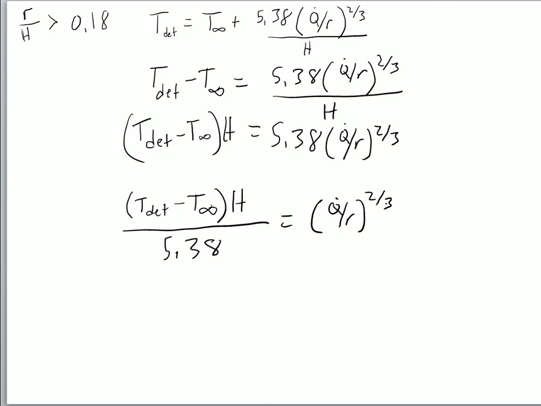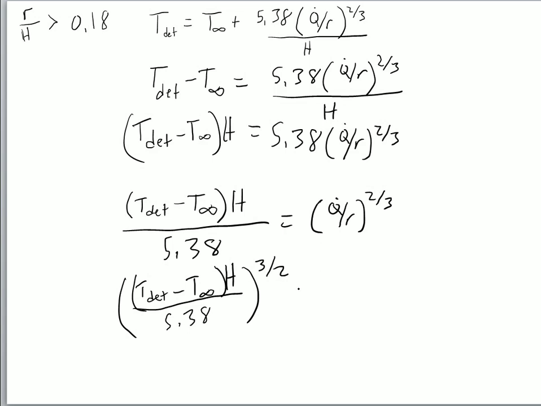So now we need to take this power to the other side, so we would invert it when we go to the other side. So temperature of the detector minus T infinity, this quantity multiplied by H, and then that divided by 5.38. And we take that quantity and raise it to the 3/2 power, so we flip this, take the denominator, put it in the numerator, and vice versa. So that's equal to Q dot over R.